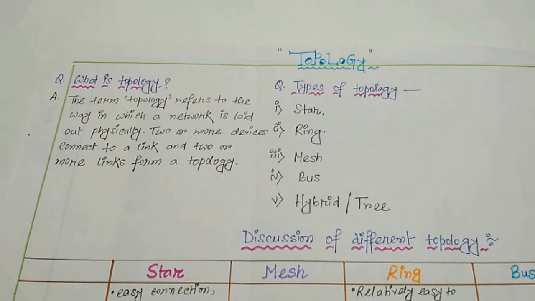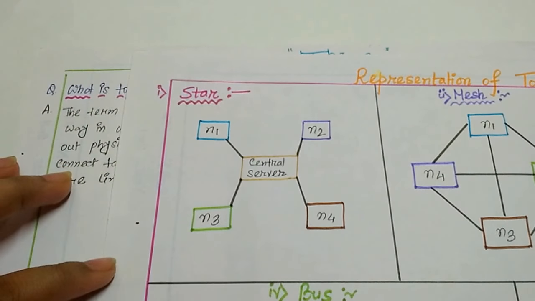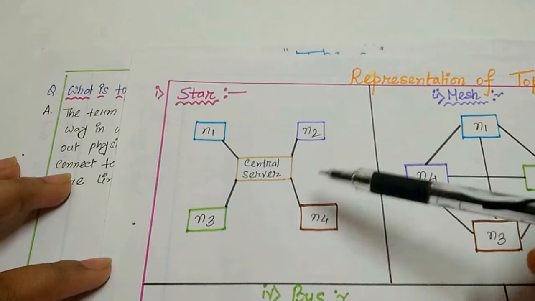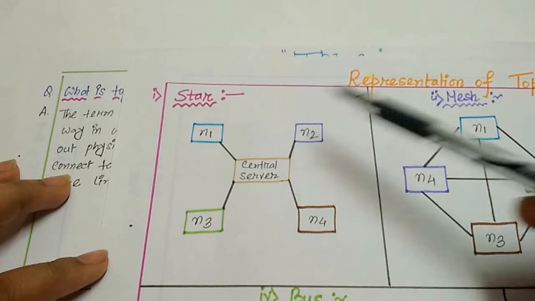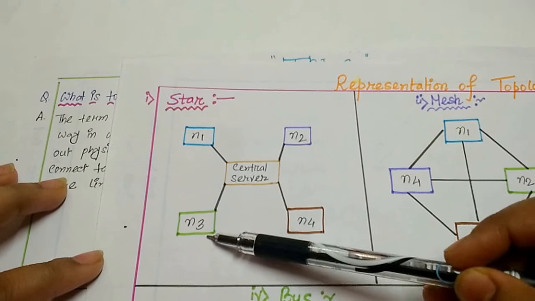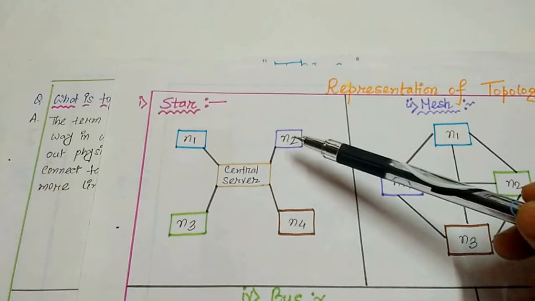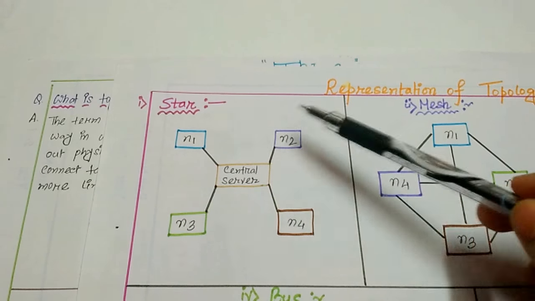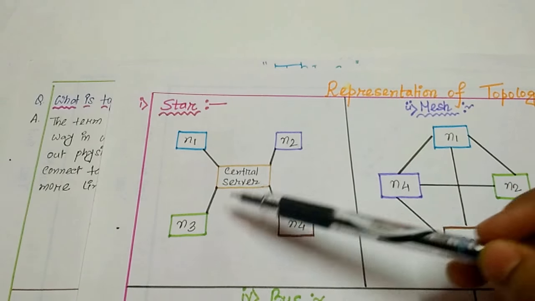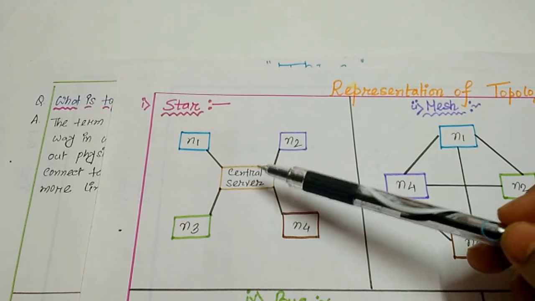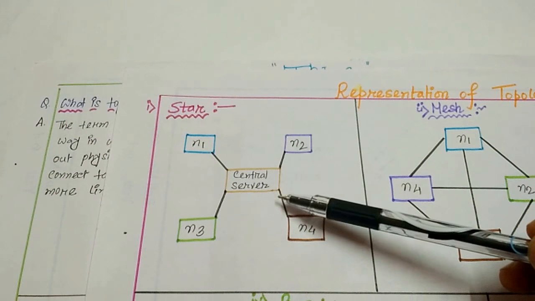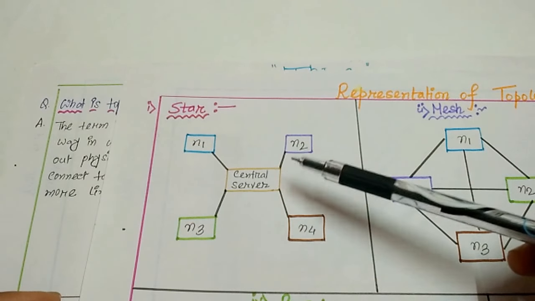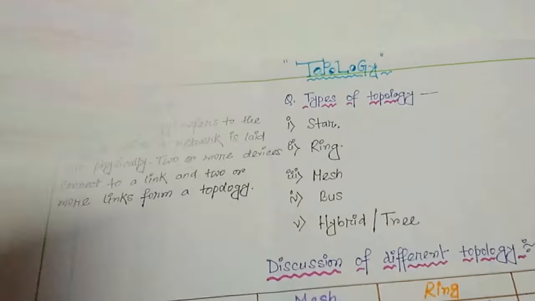How does a star topology look? This is the star topology. There are four nodes, which are actually devices, and there is a central server. The four devices are connected to the central server, not to each other. There are some advantages and disadvantages also.